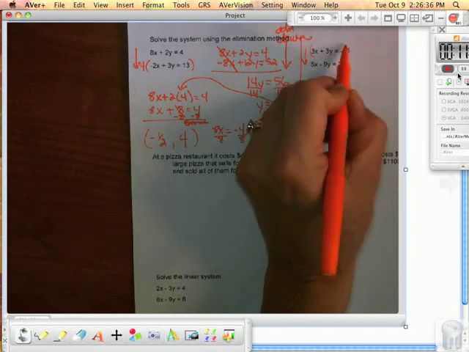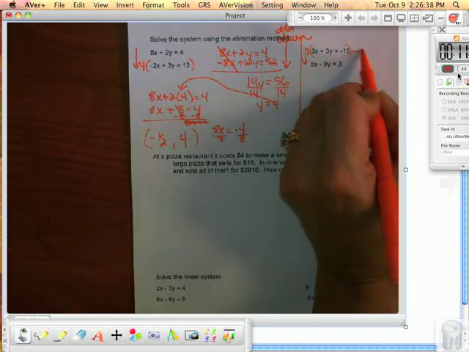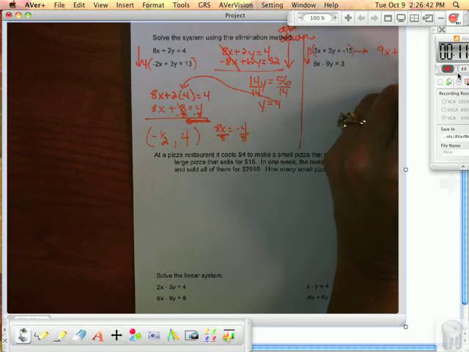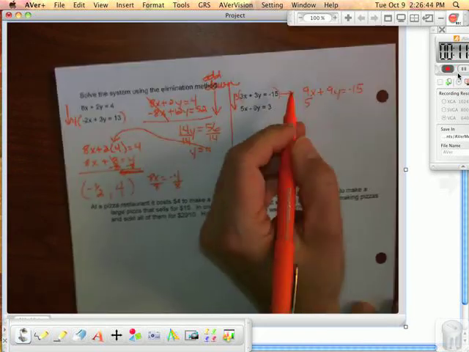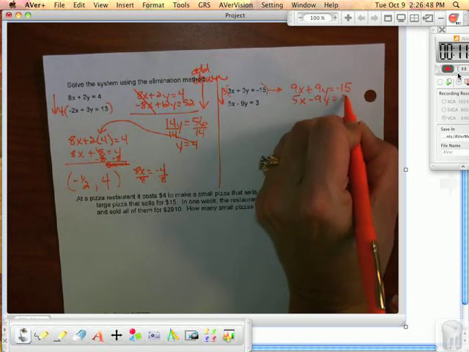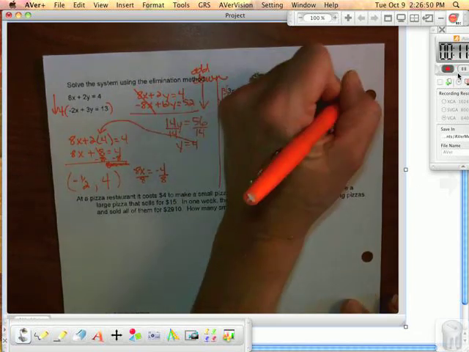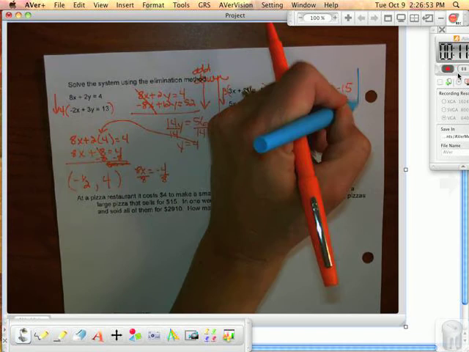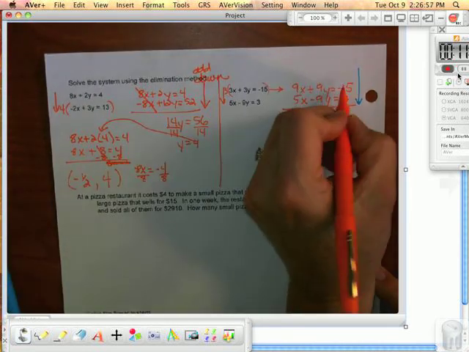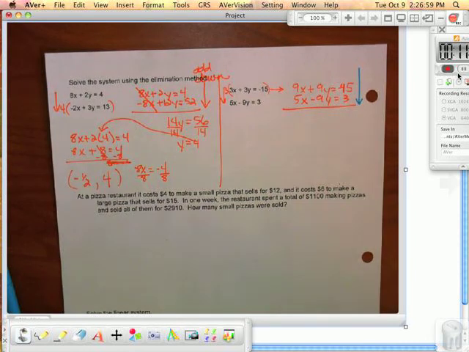Absolutely. Okay, I'm not going to finish this whole thing. I just want to show you what it looks like when it's set up. Okay, now I'm going to add down. Oh, wait. You have to do 3 times -15. See, that's what happens. That is a common mistake. You forget to multiply everything. I do it sometimes too.